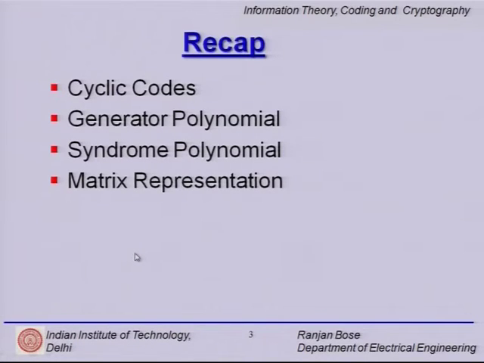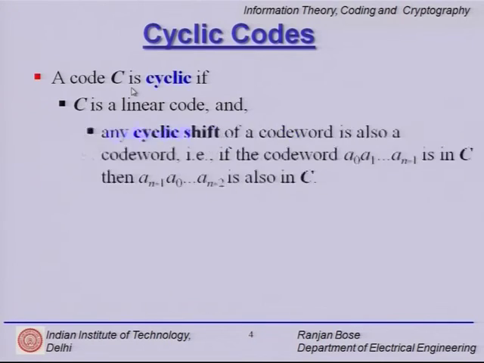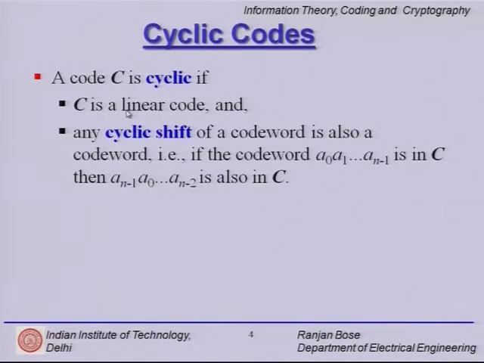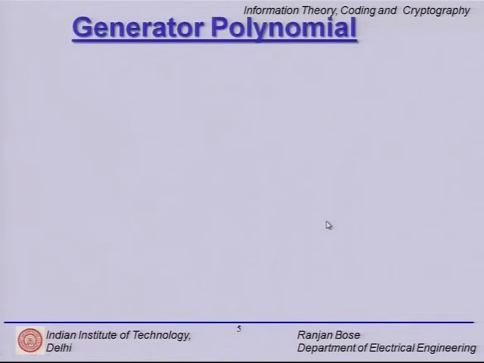Let us quickly start with a recap. We have already studied the basics of cyclic codes, the generator polynomial, the syndrome polynomial, and finally the matrix representation, because cyclic codes form a subclass of linear block codes. So, very quickly, a code C is cyclic when C is a linear code and any cyclic shift of a code word also results in a valid code word. So, cyclic codes are a subclass of linear block codes. We have studied all of that.